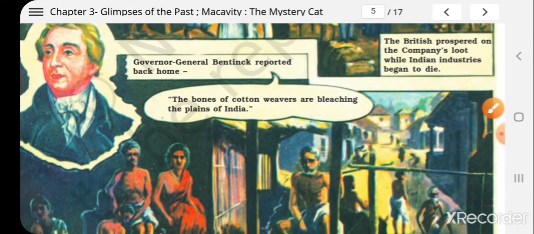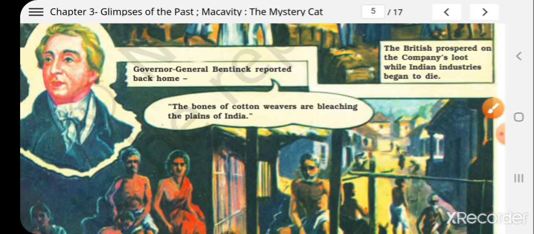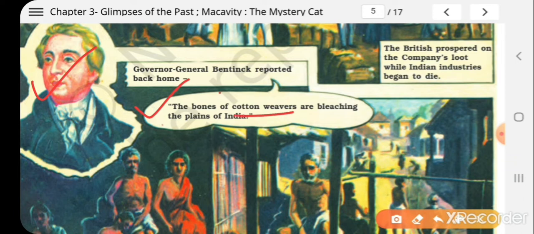Okay, so here you can see an image of a person. Governor General Bentinck reported back home. When he went back home, means in England, he reported there that the bones of cotton weavers are bleaching the plains of India. You know what the title he has given to cotton weavers, that the bones, ki they look like bones and they are working hard in plains of India, कि वो इंडिया के खेतों में काम कर रहे हैं and they look like bones. Who? Cotton weavers.